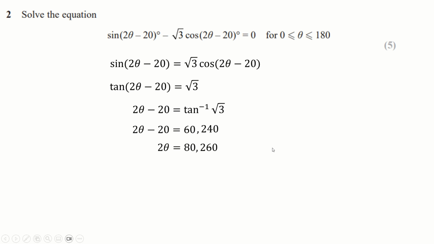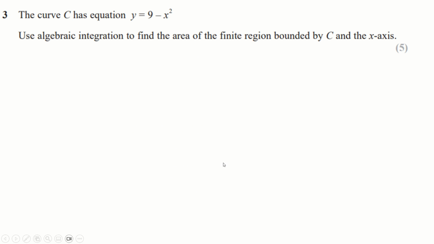Cos and sine work slightly differently. I would suggest drawing the graph for them. But anyway, here we just add 20 and divide by 2, and we end up with our two solutions.